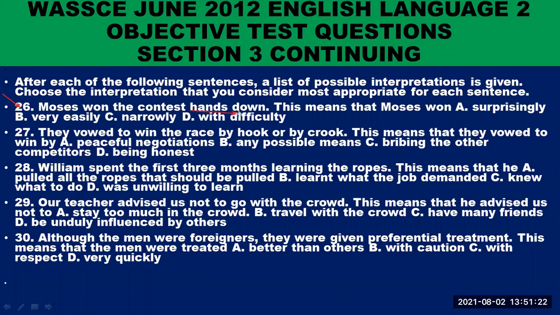But when you win hands down, what does that tell you? You see, so that gives us a kind of image. And that shows us that B is correct.